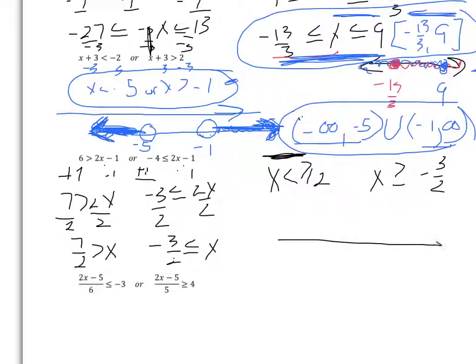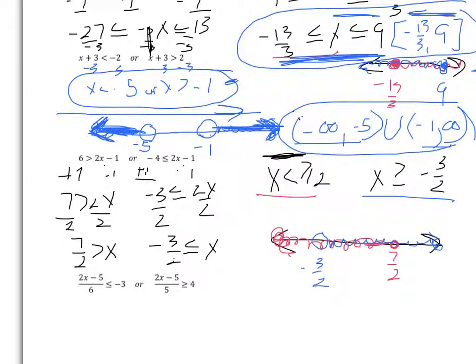So graphing these pieces individually, go ahead and do this one in red. 7 halves. Right there, so we have the open circle at 7 halves. Because x is less than that, we're going to shade to the left. Graphing this one we'll do in blue, we have x is greater than negative 3 halves, so negative 3 halves. Shading to the right.